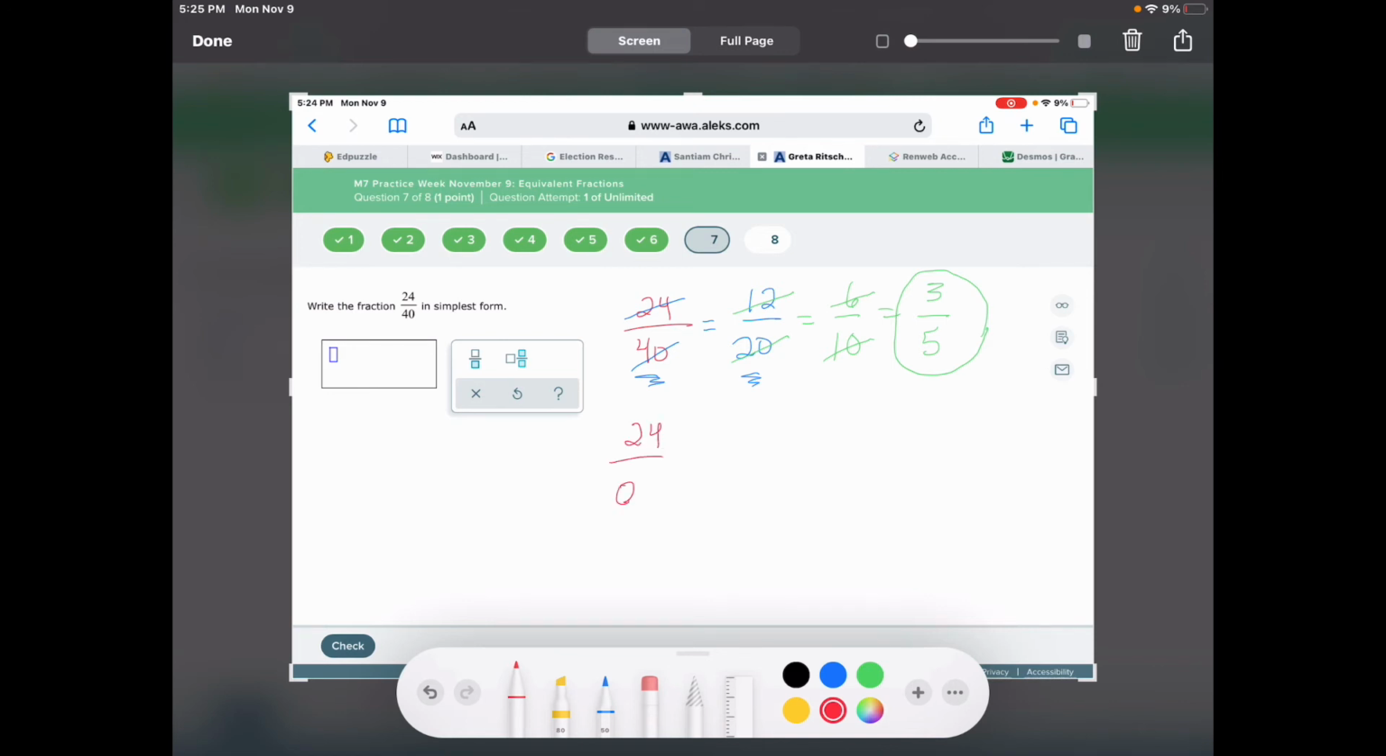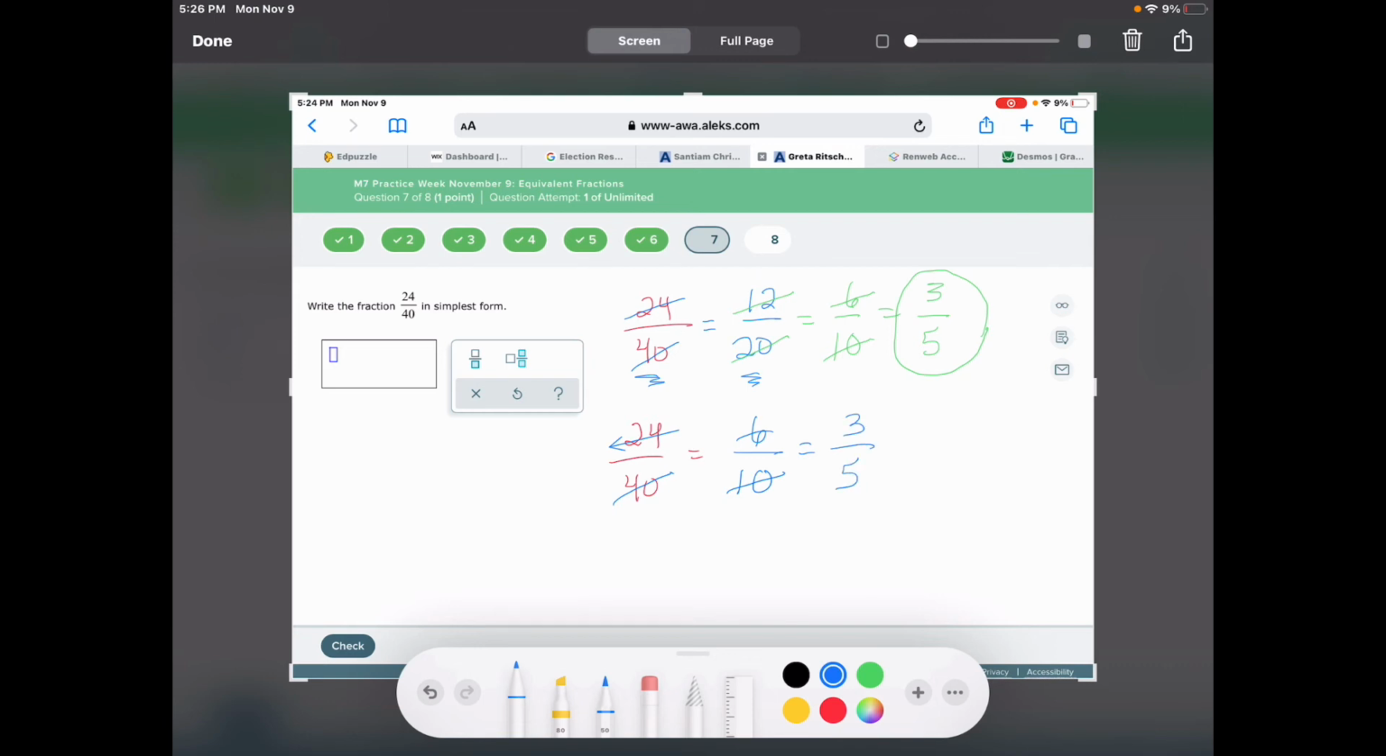Well, what if I had been able to do this from the beginning? What if I said, okay, how about 4? Let's say I saw that I could cut this down by 4. 24 divided by 4 is 6. And 40 divided by 4 is 10. And then I'm to the 6/10ths, and I could say, okay, I still have even numbers. 6 divided by 2 is 3. 10 divided by 2 is 5.